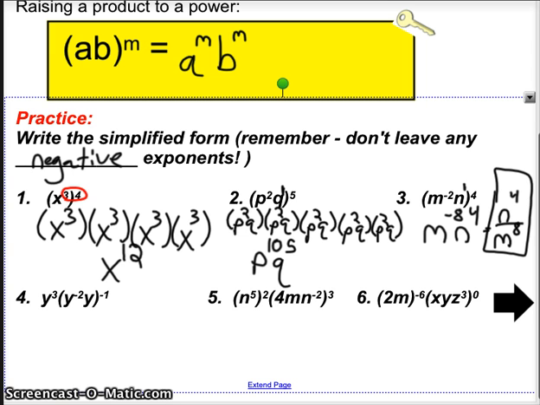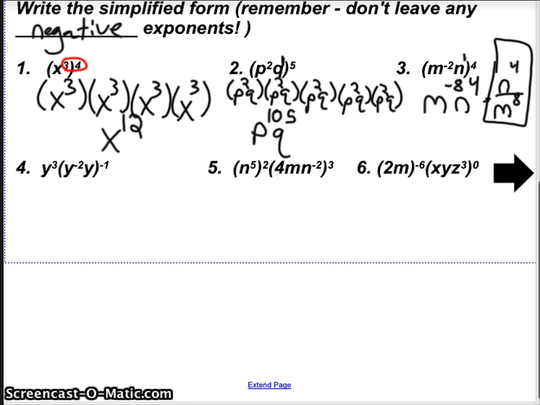Now, to start dabbling with things a little bit more complicated. Here we have y to the 3 times (y to the negative 2 times y to the 1st) to the negative 1st power. All right, this is getting a little messy. When you see things like this, notice inside that parenthesis you have y's being multiplied. So that's where I'm going to focus first. I'm going to deal with that.